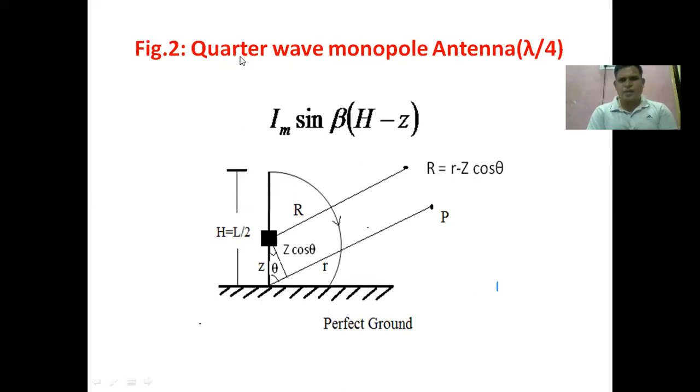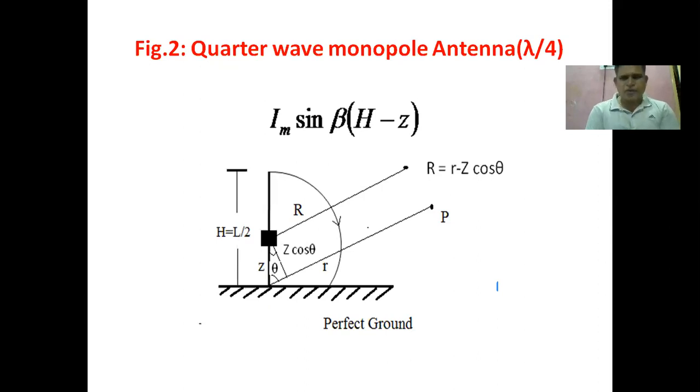Here the length of the antenna is lambda by 4, quarter wave. Quarter means lambda by 4. The length of the antenna is equal to lambda by 4, so the type of antenna is called quarter wave. And also it has only one pole. That's why it is called a quarter-wave monopole antenna.